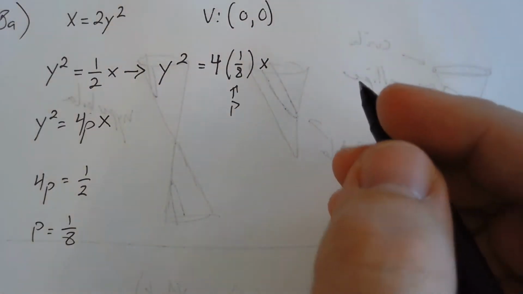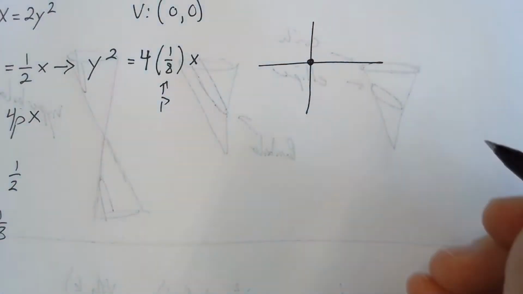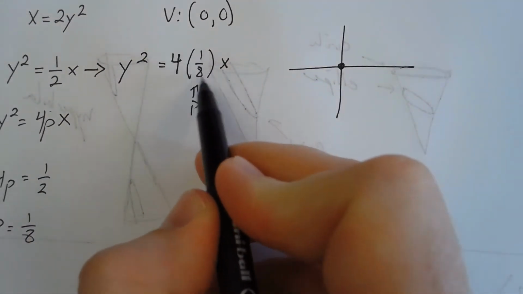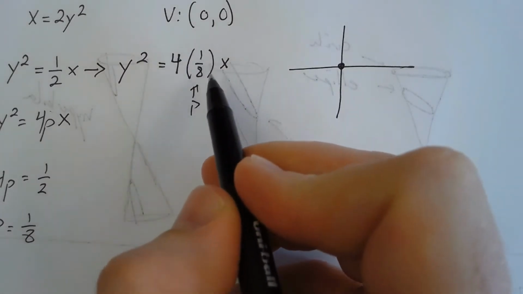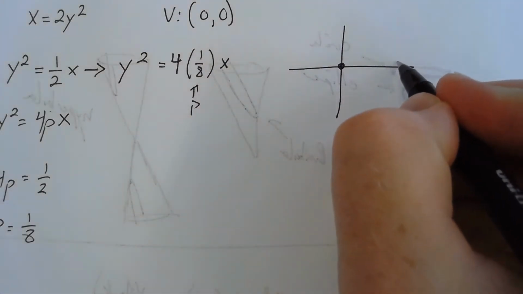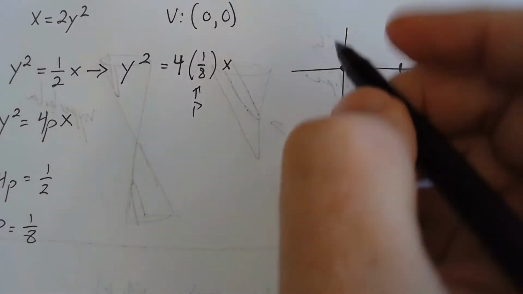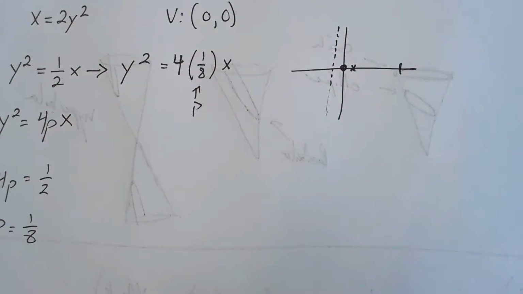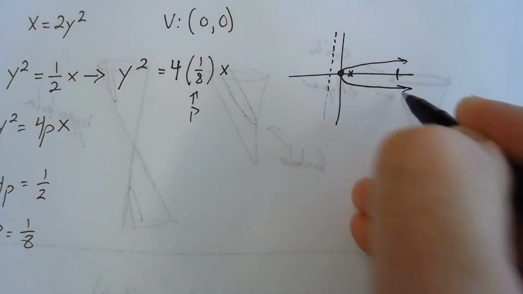It helps sometimes to draw what you have. I know that my vertex is at (0, 0). I know that my focus is supposed to go 1/8 of a unit in the x direction. Keep in mind that you're adding this 1/8 to the x value of the vertex. So if this is 1, 1/8 is somewhere right about here, give or take. And then my directrix should be about right there on the other side of it, and the parabola should be going like this, more or less.